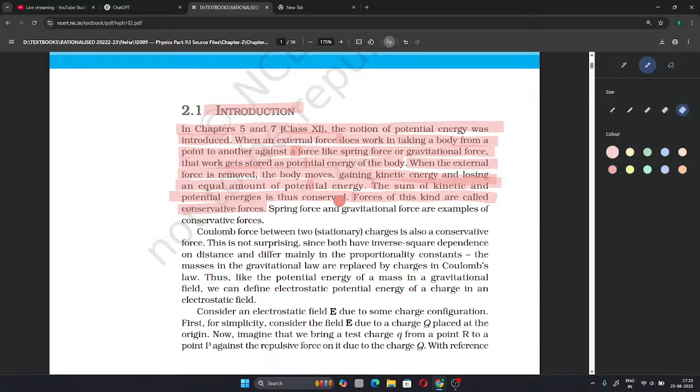We can also define conservative forces as forces that do not depend on the path, and non-conservative forces as forces that depend on the path. Here they defined conservative forces as those where the sum of kinetic energy and potential energy is conserved. Spring force and gravitational force are examples of conservative forces.